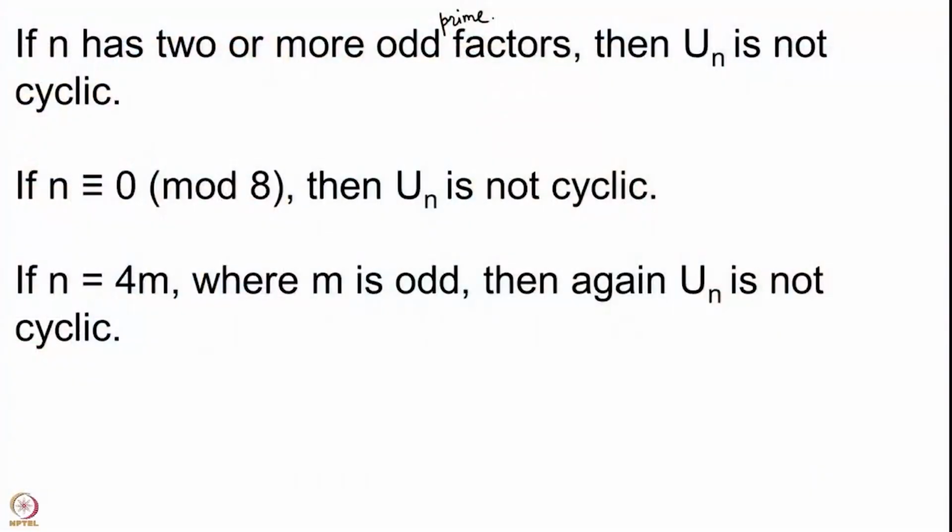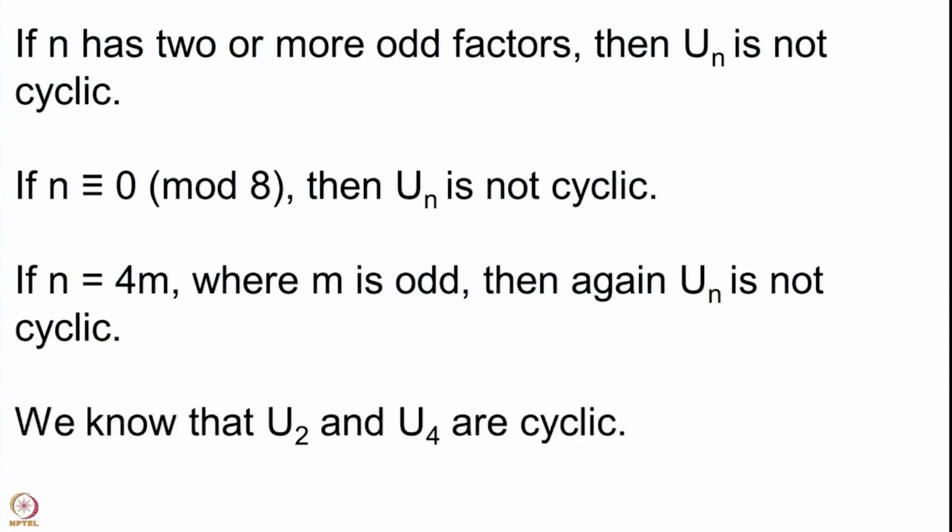And the final thing that we have to now notice is where 2 is the only factor, or you have that n is equal to 4, because when you are looking at here n is 4m, m is odd, and we are going to take m to be strictly bigger than 1. This is the case when U_n is not cyclic, and so the final thing is where we have U_2 and U_4.